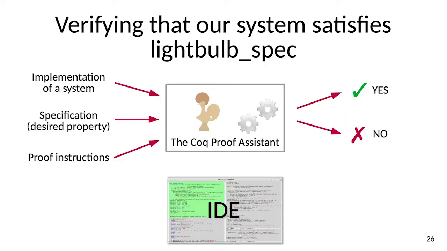To verify that our system actually satisfies this specification, we're using a tool called Coq, that's French for rooster. And Coq takes three things as input. It takes the implementation of a system, it takes a specification, and it takes proof instructions. And then it runs for a while and either tells you, yes, the proof instructions form a valid demonstration that the implementation satisfies this specification, or it answers, no, there's something missing here and you have to change something there.